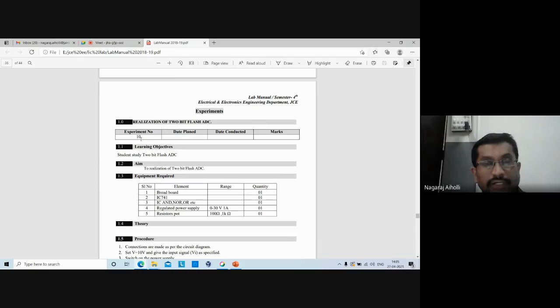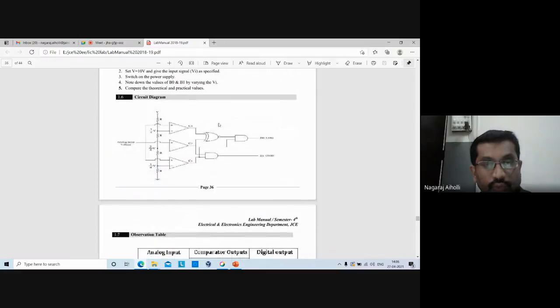Next, experiment number 10, realization of 2-bit flash ADC. Flash ADC is the fastest among all the analog to digital converters. ADC, analog to digital converter. You are studying the DAC also, digital to analog converter, and also the analog to digital converter. So realization of 2-bit flash ADC means you are rigging up the 2-bit flash ADC circuit. So this is the 2-bit flash ADC circuit. It is the fastest among all the analog to digital converter circuits. And based on the applied analog input voltage, it is converting the analog input voltage into output voltage.